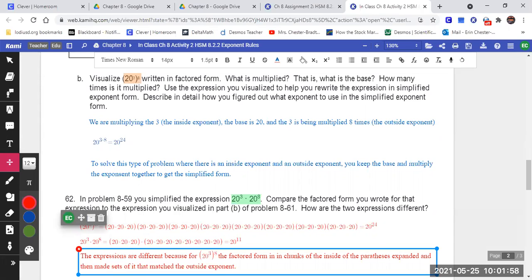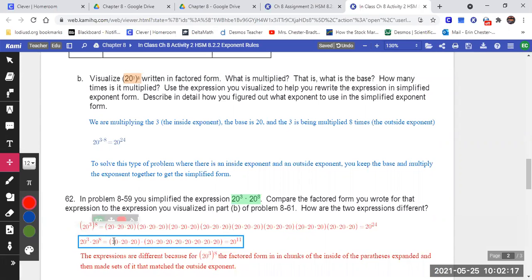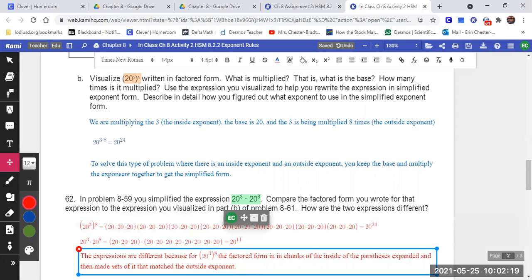Yes? So I'm trying to make it a little bit generic so we could use it for things other than 20 to the third power and to the eighth power. So we took the parentheses on the inside and spread them out. Then we looked at the outside to see how many sets of it. Yes? How is that different from this second one right here?